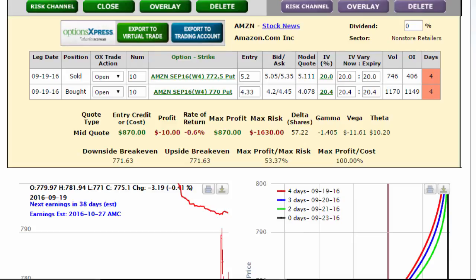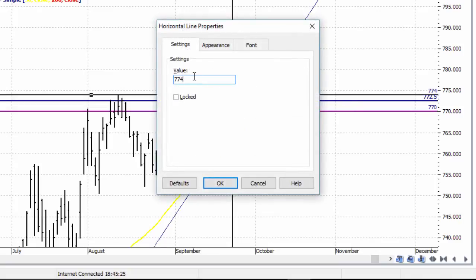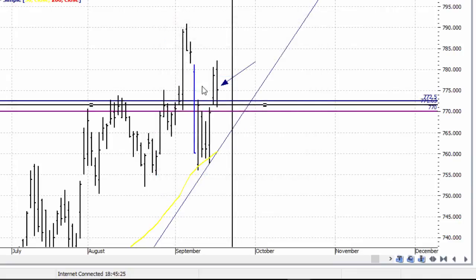Now let's see what is the break even. That's 771.63 to break even. So let's move this line down as well. 771.63. So you can see the break even now is a bit more closer to the low of that particular trading day. So I've got more room.